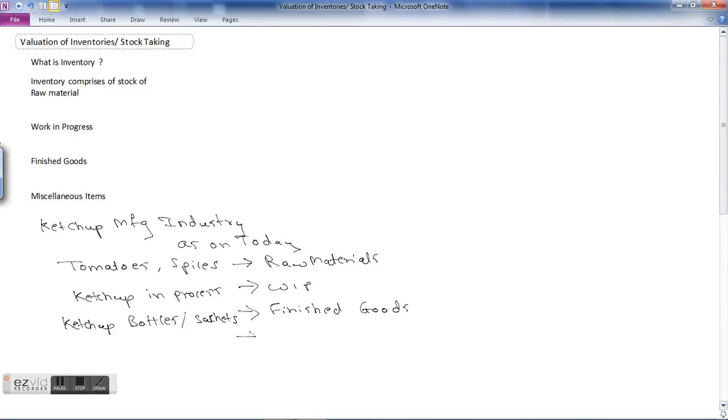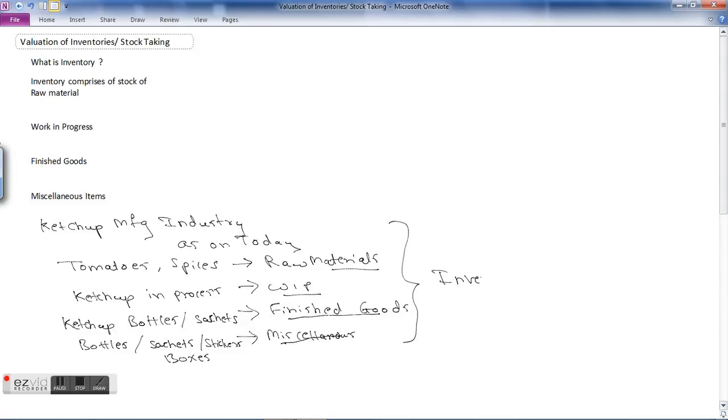Then miscellaneous items. Miscellaneous items can be any other items, like say packing materials. You have some empty bottles which you will use for packing, then you have some empty sachets, correct? Then some stickers, then boxes. All these are not raw materials, but they are some miscellaneous items, packing materials. Then there may be some other small items. So as on a given date, any day if you take, you will have some stock of raw materials, some stock of WIP, some stock of finished goods, and some stock of miscellaneous items. Okay, so all this comprises of inventory.